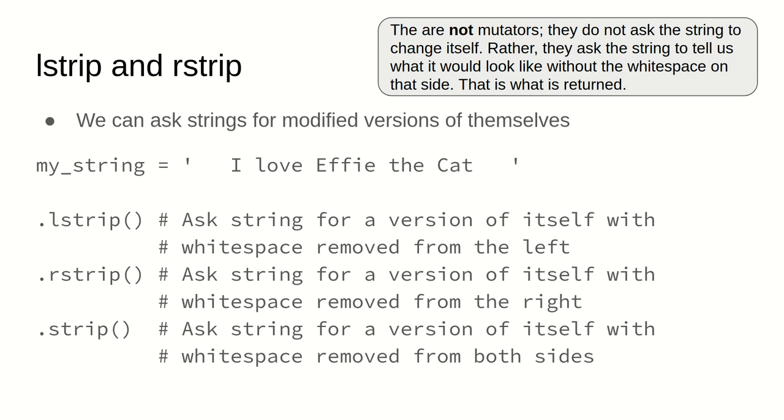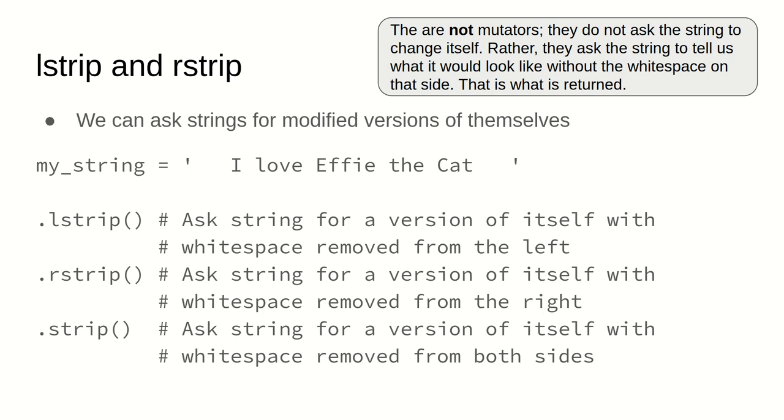We can ask strings for modified versions of themselves, which we saw with the .upper and .lower functions, that I can ask a string to give me a version of itself that is all uppercase or a version of itself that is all lowercase. There are many more ways to get modified versions of strings, and here are a few functions that you can call to get new versions of strings with some of the white space around them removed.